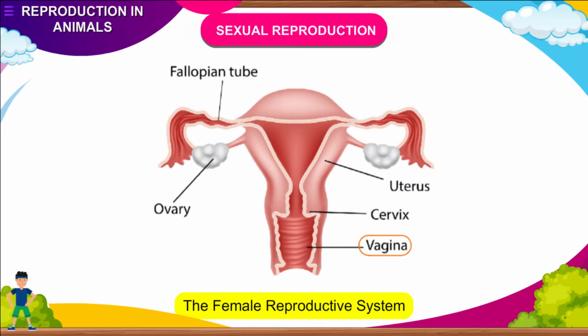Vagina. Vagina is a wide muscular tube into which the uterus finds its way. Females attain sexual maturity at 11 to 12 years of age. At this age, they start producing ovum.